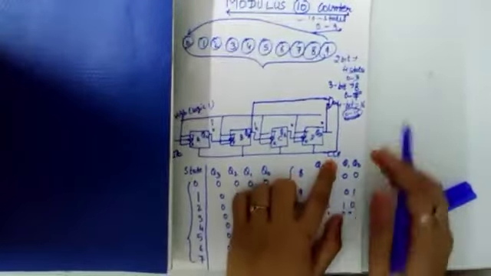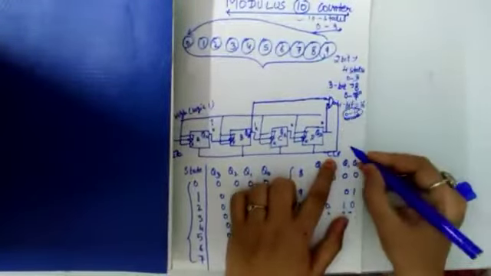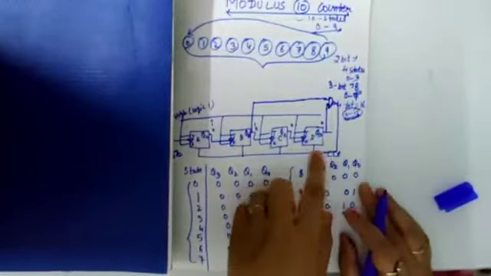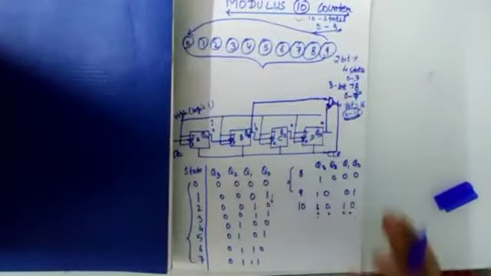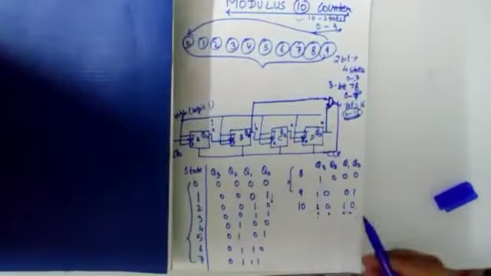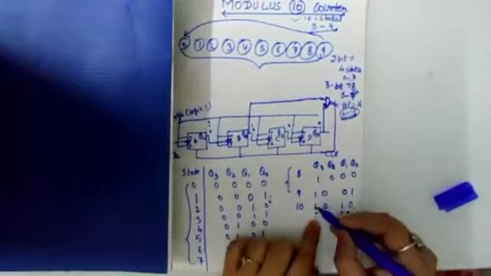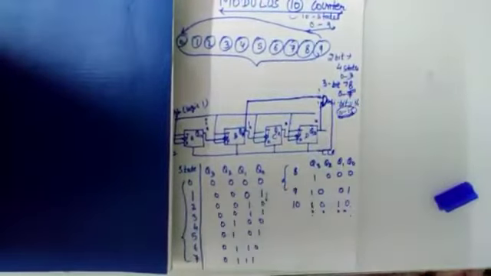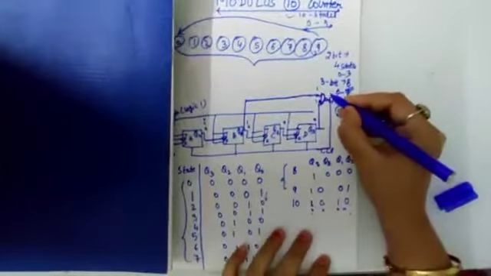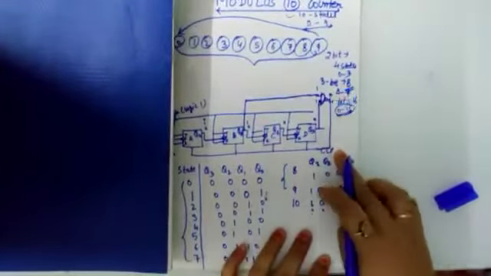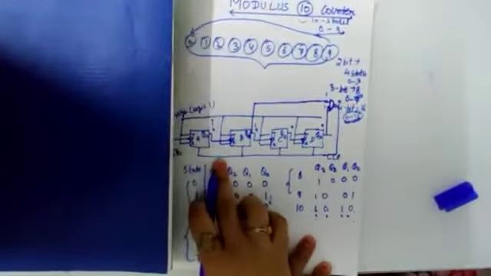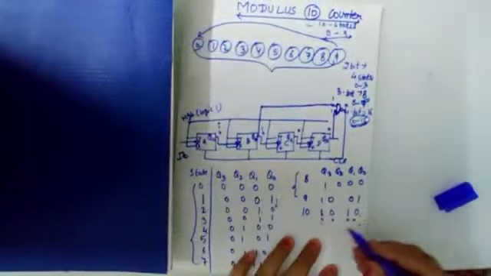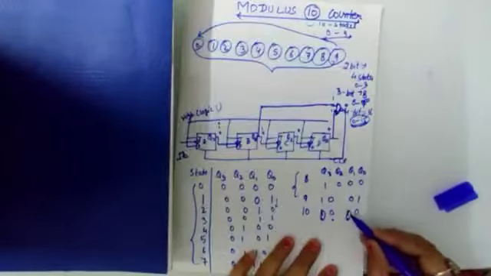Q3 and Q1 are connected to a NAND gate. Why only Q3 and Q1? Because we want Q3 and Q1 outputs to be 0. So what will happen? As both inputs are 1, you know that for a NAND gate, if both the inputs are 1, the output will be 0. So the output is 0 and this 0 is connected to the clear low. When it is connected to the clear low, all the flip-flops reset. It means these outputs turn to 0.